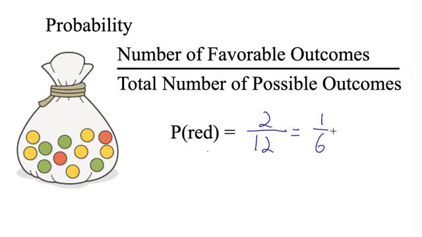We often express probabilities as decimals, so we can divide 1 divided by 6 on a calculator. And when we do that, we get a repeating decimal. So I'll just go ahead and round that off to 0.167. And so the probability of red, we could say, is 1 out of 6, or 0.167.